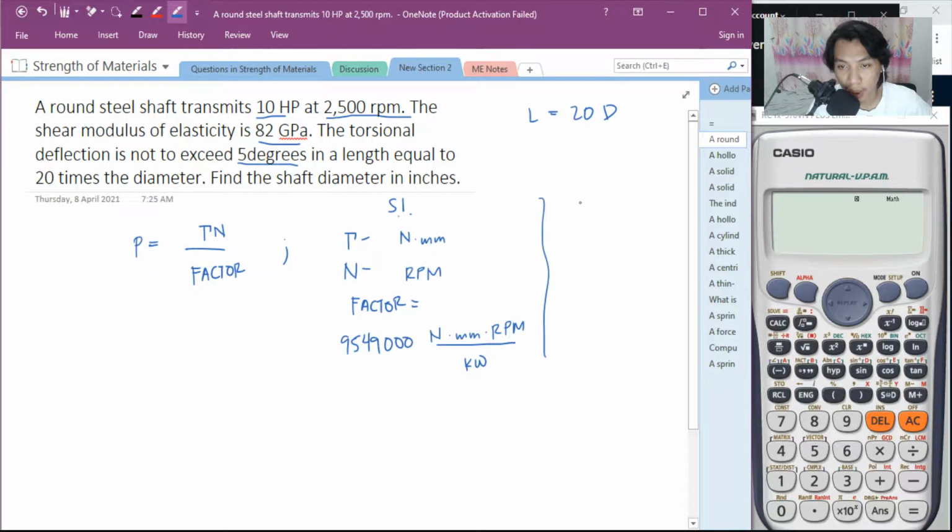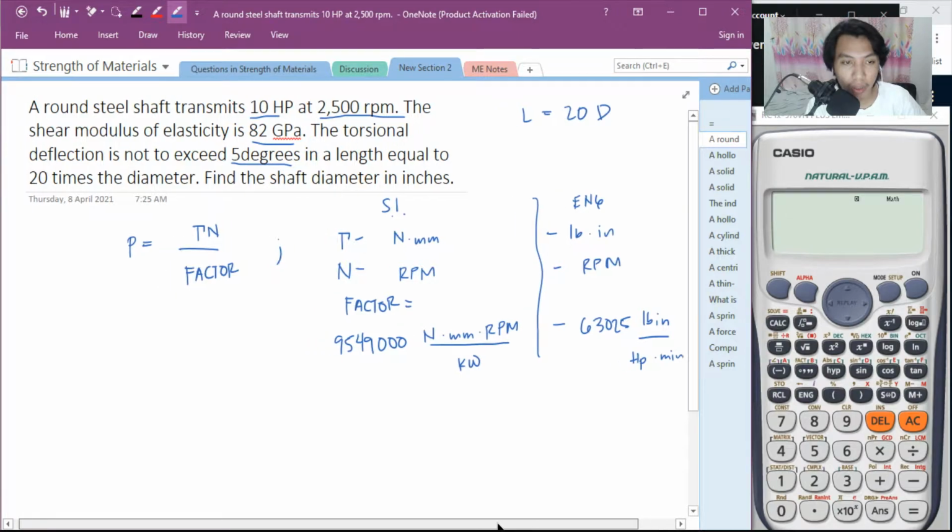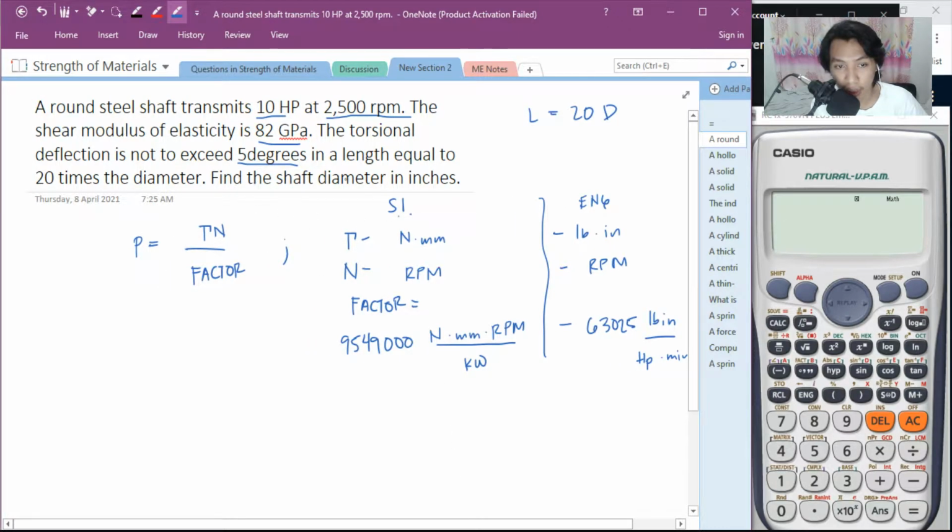How about English unit? Okay. Pag English unit yung torque mo, that is pound inch. Okay. Tapos yung N, RPM pa rin. Dito naman, that is 63025 pound inch per HP. Andito na yung RPM per minute. Minute na lang. Ayan. So, ganun yun. Anong hinahanap dito? The shaft diameter.